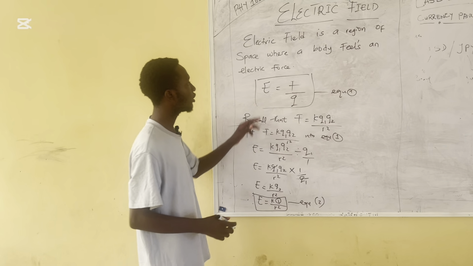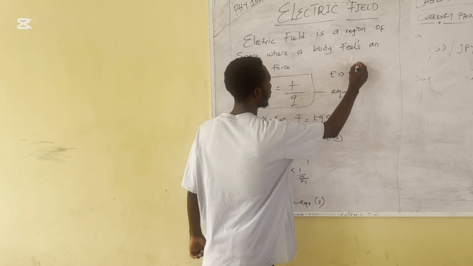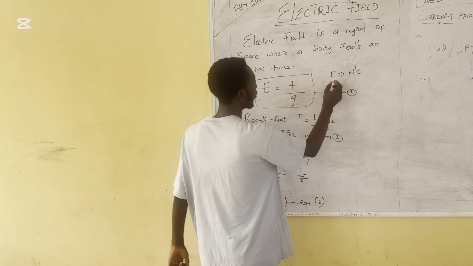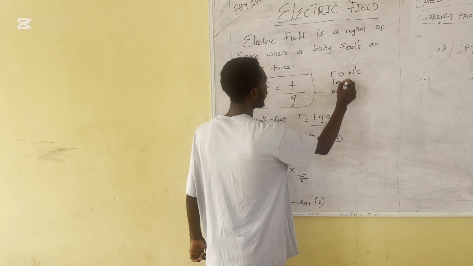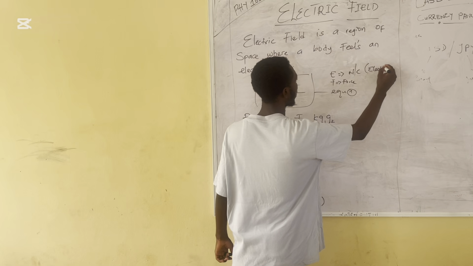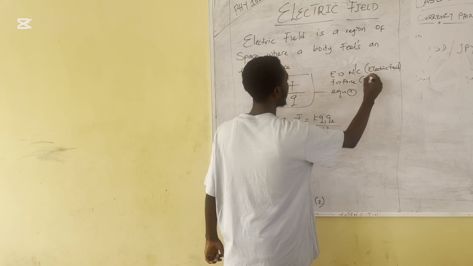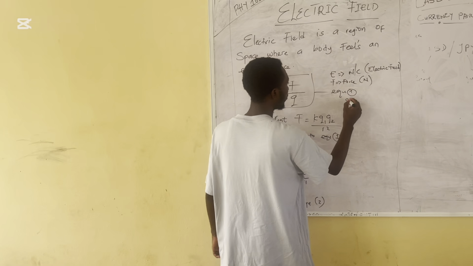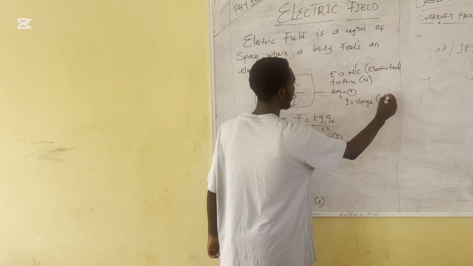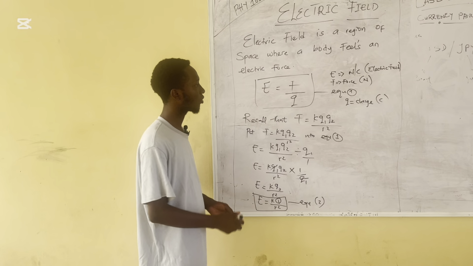Now for electric field, the unit is Newton per coulomb. This N per C is Newton per coulomb. You know your force, F is force. Let me just write. This is your electric field, and this is the unit. Force is Newton. I believe we should all know that. Our Q represents our charge, and the unit is coulomb, which is C.